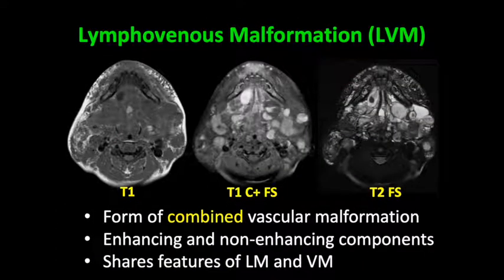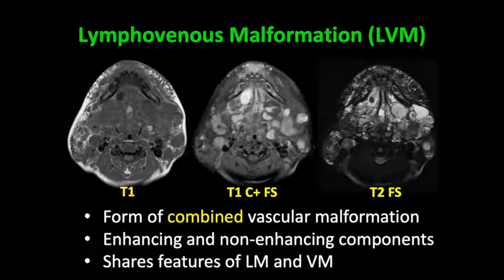Now, again, there are variants which are composed of components from different vessels. So the lymphovenous malformation, or LVM, gets called venolymphatic malformation, and that's not wrong either. What this represents is a vascular malformation that has both lymphatic and venous components. So typically there will be both enhancing and non-enhancing components, and most of these will be bright on T2 because both lymphatic and venous malformations will typically be bright on T2.